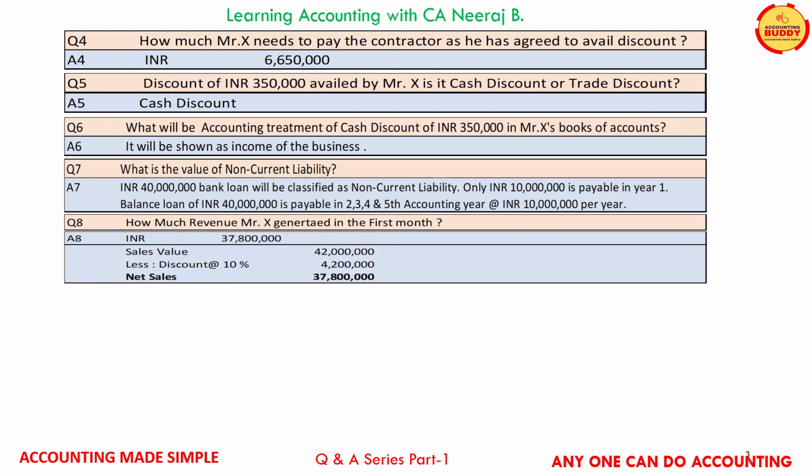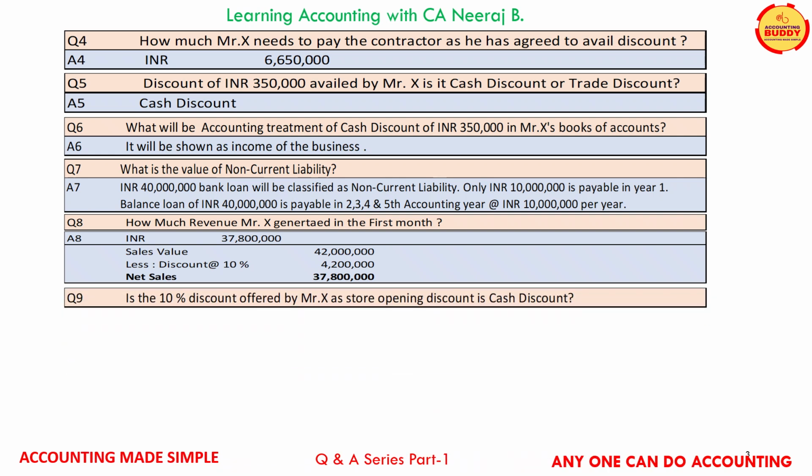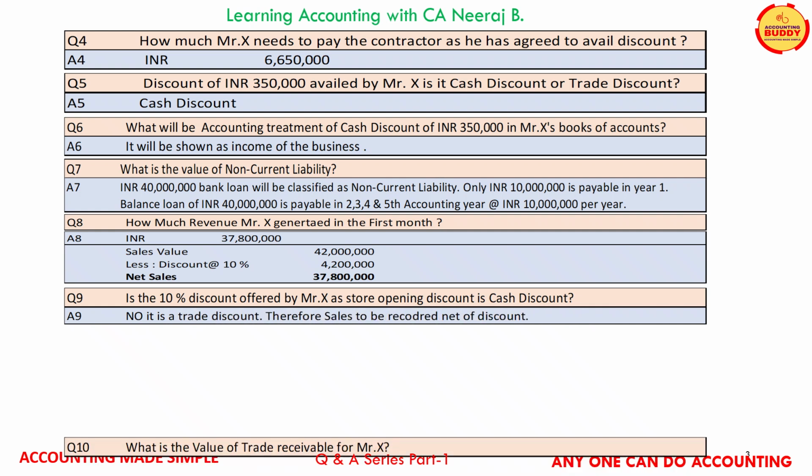Mr. X generated 37,800,000 as revenue in the first month, which is net of the trade discount which he offered to the customers. Question number 9. Is the 10% discount offered by Mr. X as opening discount a cash discount? No, it is a trade discount. Therefore, sales are recorded net of discount.